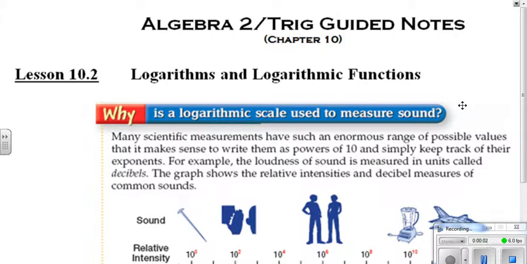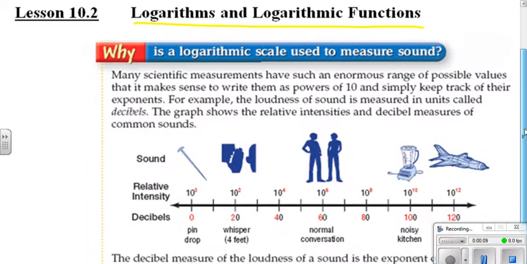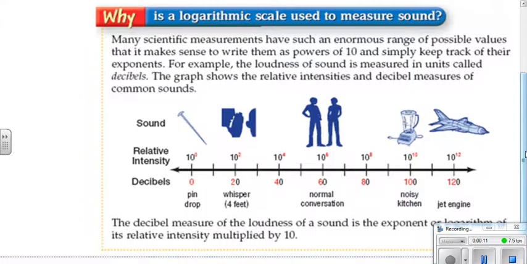Lesson 10.2 is all about logarithms and logarithmic functions. Those are going to be very similar to our exponential functions. Now, a quick example of how logarithms are used.